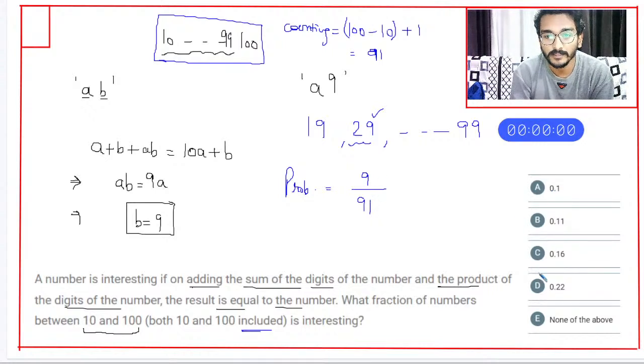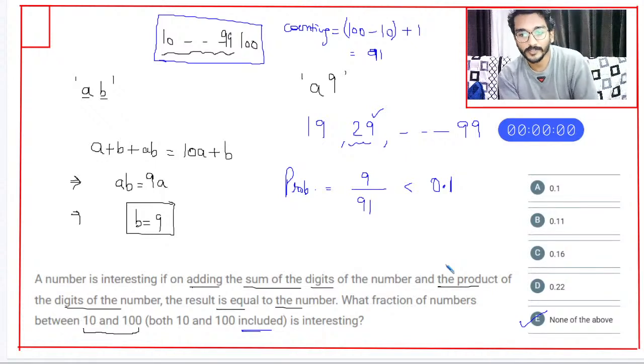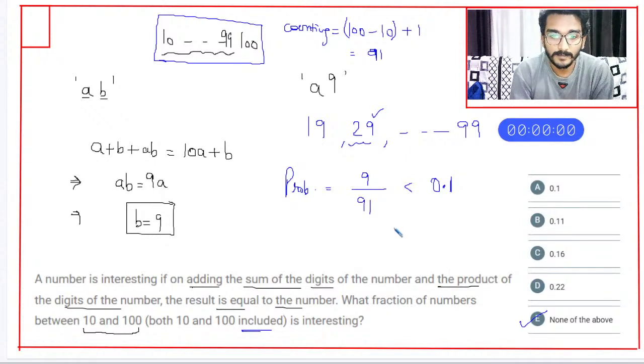So it is less than 0.1 and there is no such option. So none of the above is the answer. That's our answer for this question. The answer is approximately 0.098. One more thing I want to tell you here.